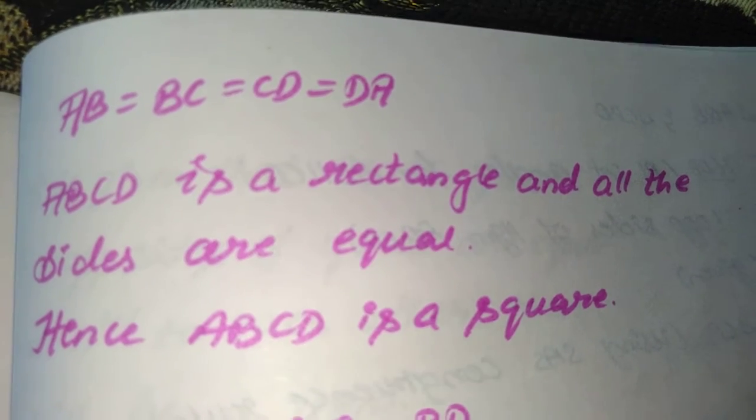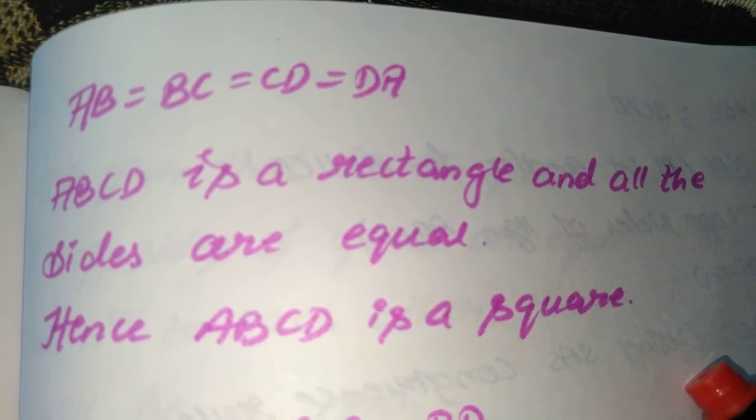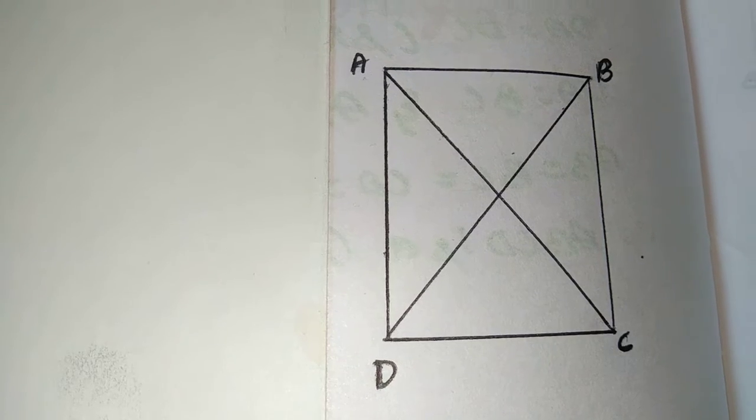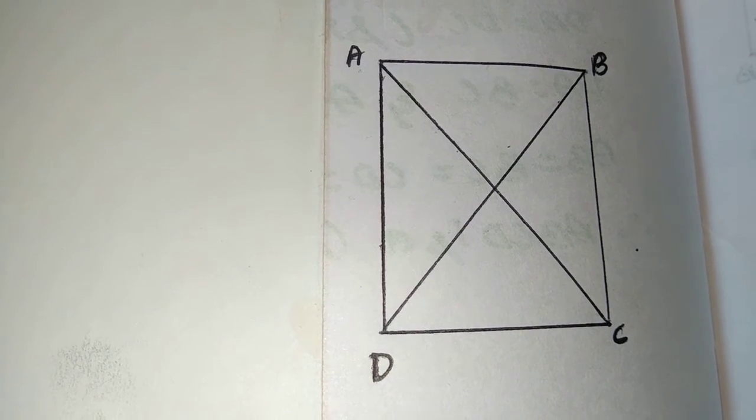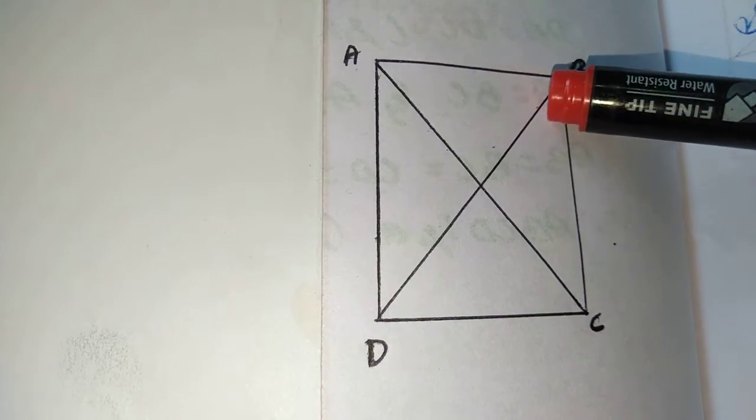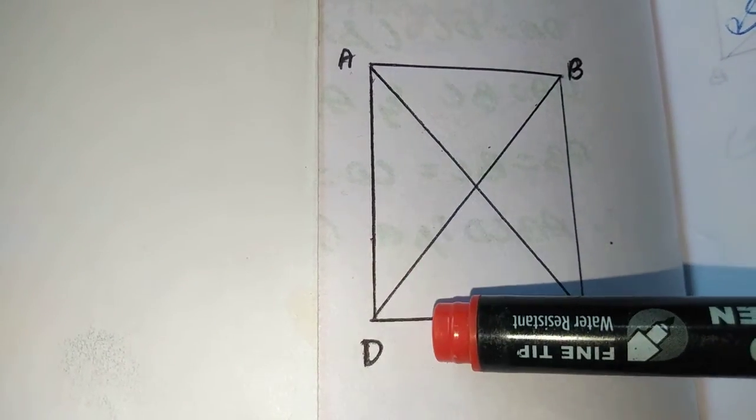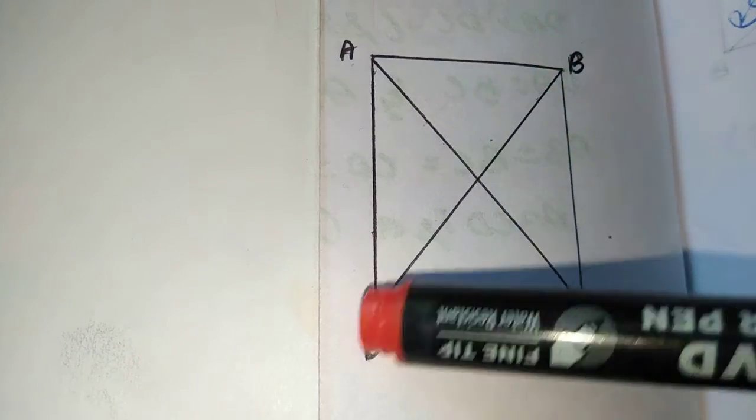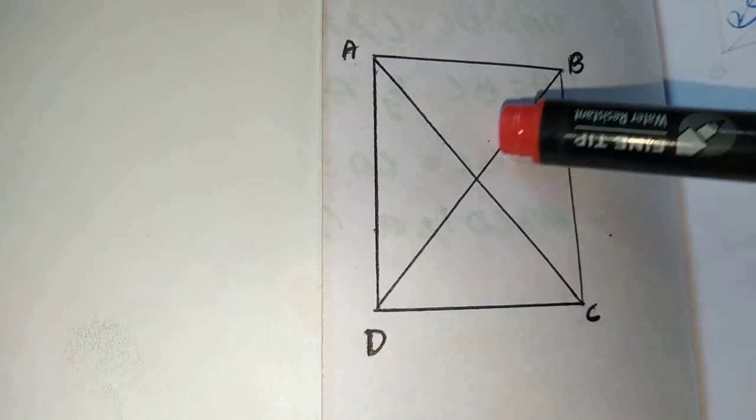I have written here, children. Hence, ABCD is a square. Now, our second proof. Second proof is very easy, children. You have to prove BD bisects angle B and angle D. Okay, children. You have to say CBD is equal to CDB.